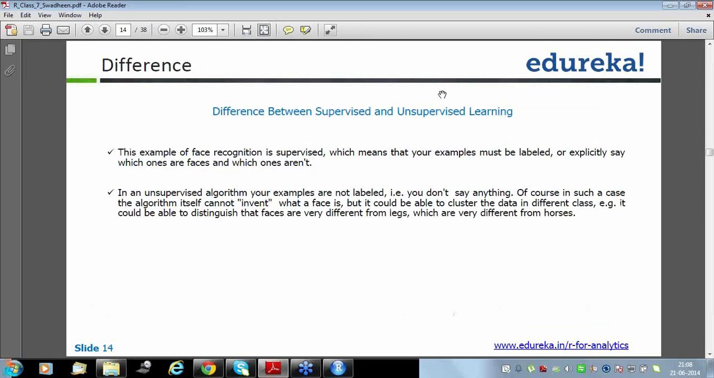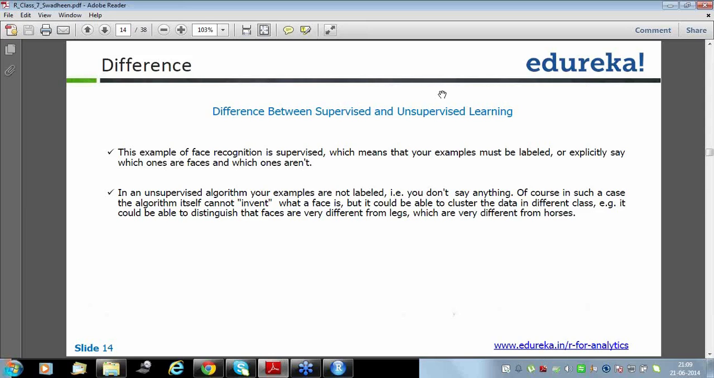The example of face recognition is supervised, which means that your examples must be labeled, or you explicitly say which ones are faces and which ones are not. In an unsupervised algorithm, your examples are not labeled. You do not say anything. Of course, in such a case, the algorithm itself cannot invent what a face is, but it could cluster the data into different classes. It could distinguish that faces are very different from legs, which are very different from horses, right? You got that? Our brain does all these things on its own. Brain is a wonderful organ. It uses supervised and unsupervised learning methods.